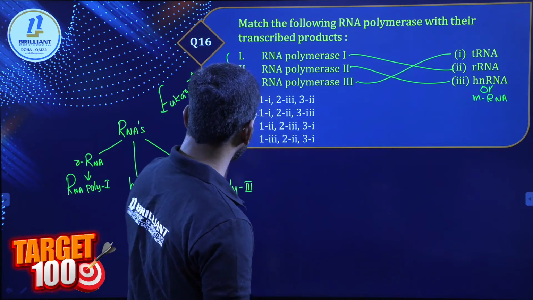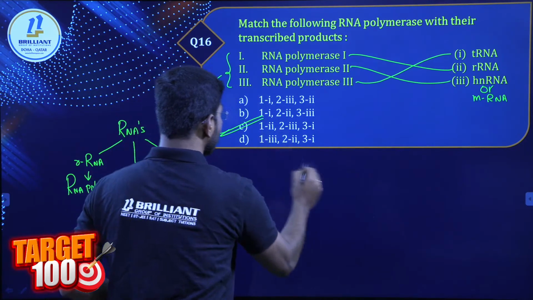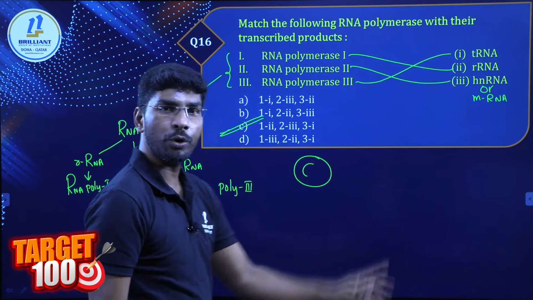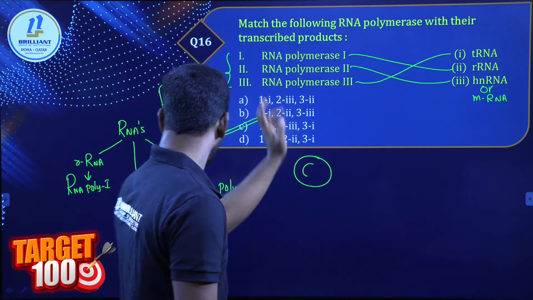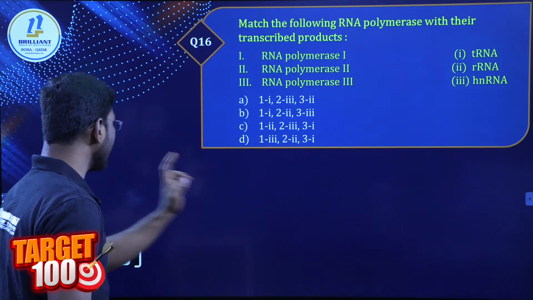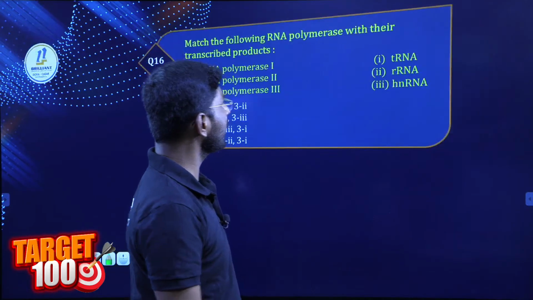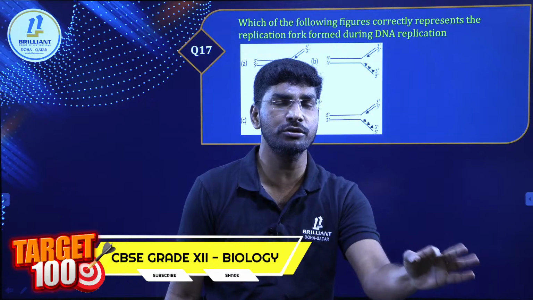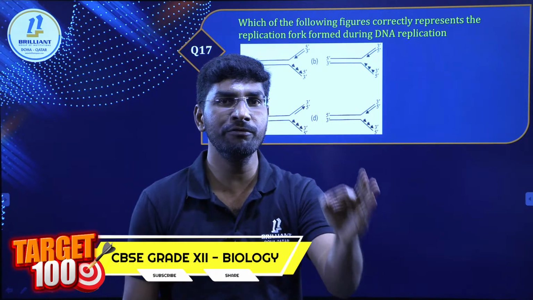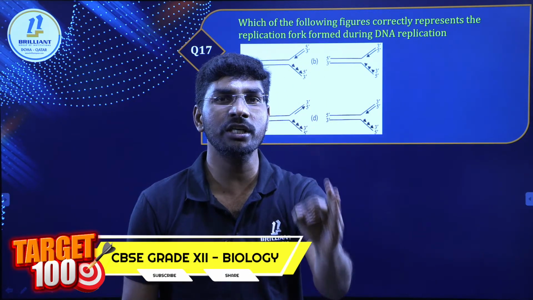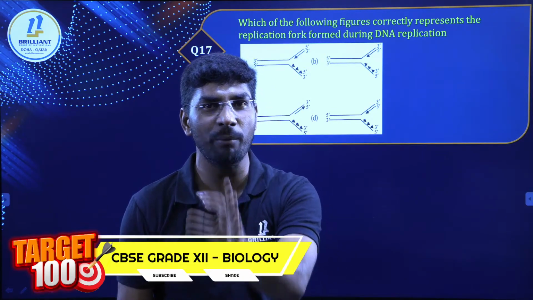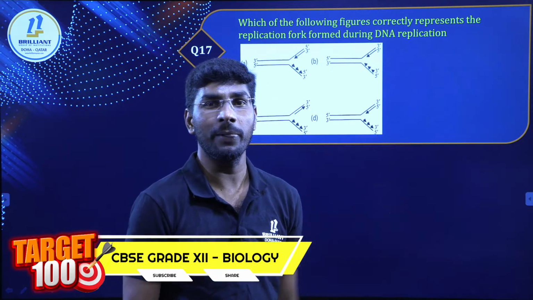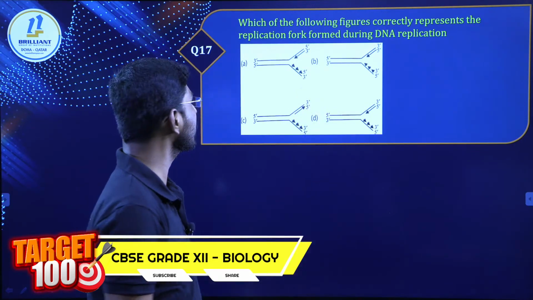2, 3, 1. Where is 2, 3, 1? So option C. Question number 16, option C. Question number 17, I'm giving to you. This is a repeating question, students. Everyone focus on the board. This question is often repeated in competitive exams and also CBSE. Carefully read what they're asking.